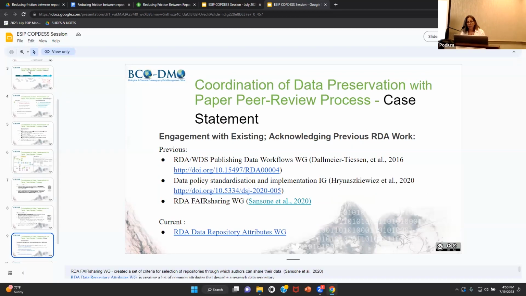Data policy and standardization and implementation interest group. I've just connected with them recently. That actually does have publishers in it, which is great. RDA fair sharing working group. And there might be another one that's coming out. Yeah, the repository attributes working group. So we're connecting to, or I'm digging into these other working groups to try and see how they relate to this problem and what can be leveraged there.